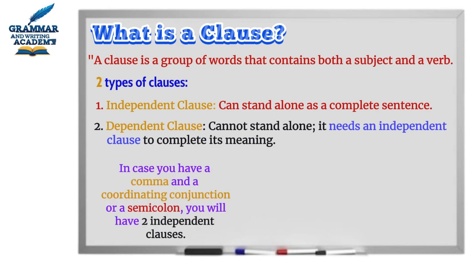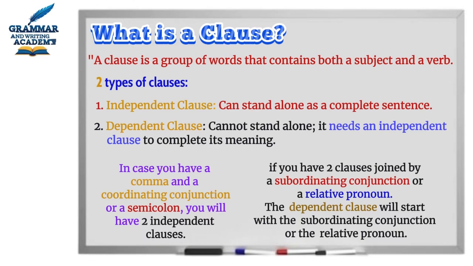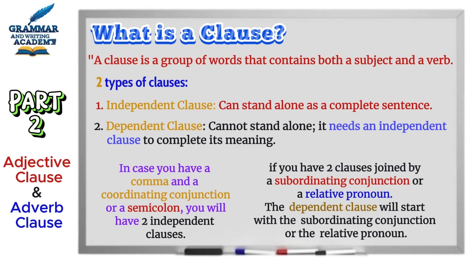Note: in case you have a comma and a coordinating conjunction or a semicolon, you will have two independent clauses. But if you have two clauses joined by a subordinating conjunction or a relative pronoun, in this case, the dependent clause will start with the subordinating conjunction or the relative pronoun, and the rest of the sentence will be independent. Do not worry. You will have more details about that when we explain the adjective clause and the adverb clause in the second part of this video.